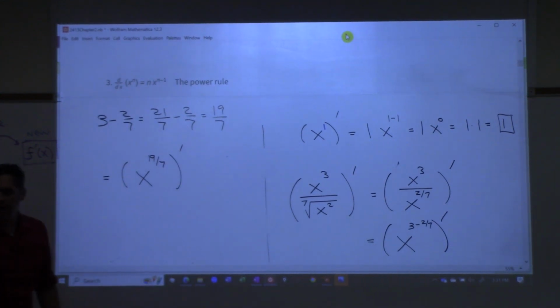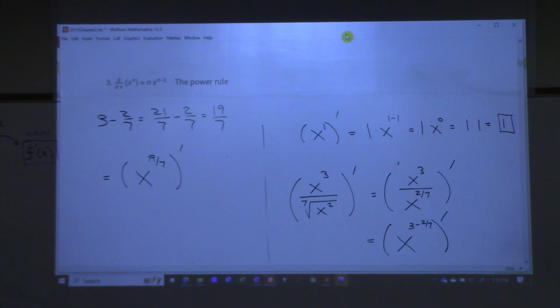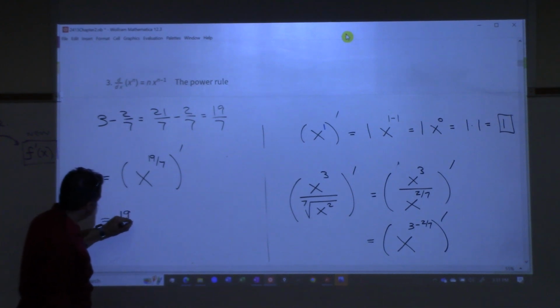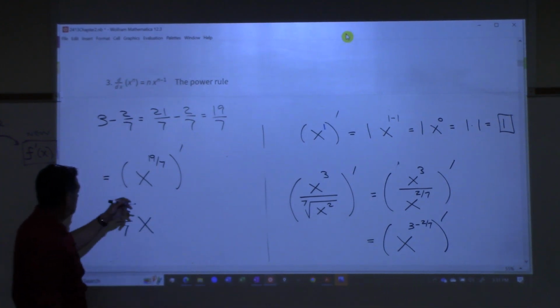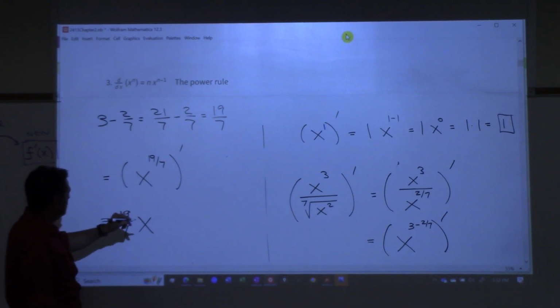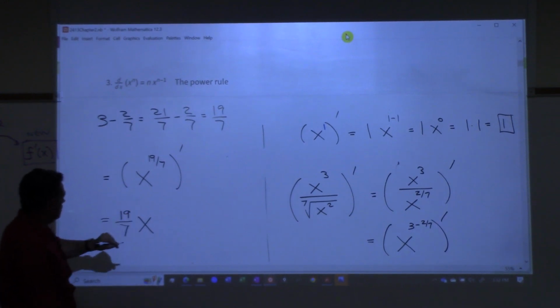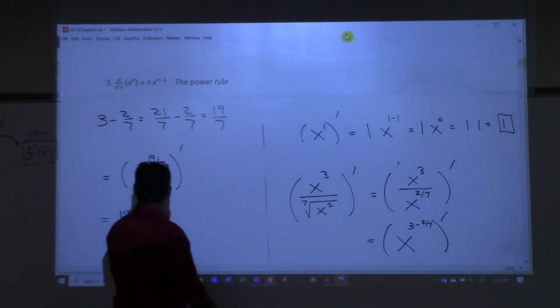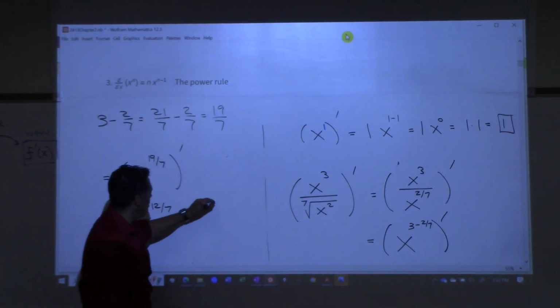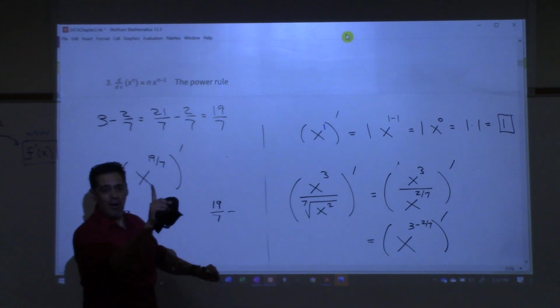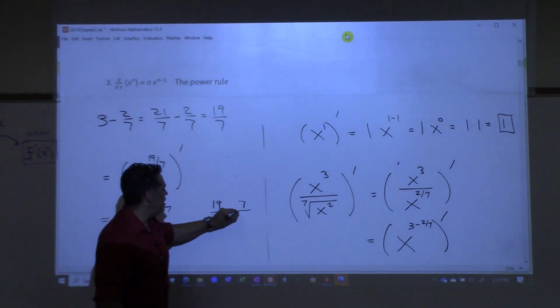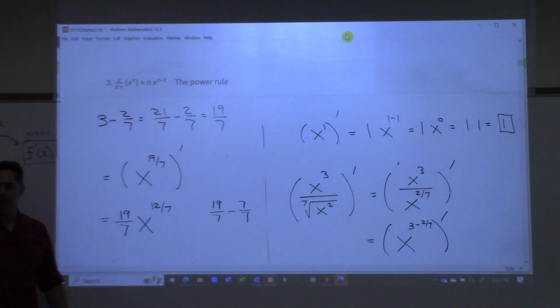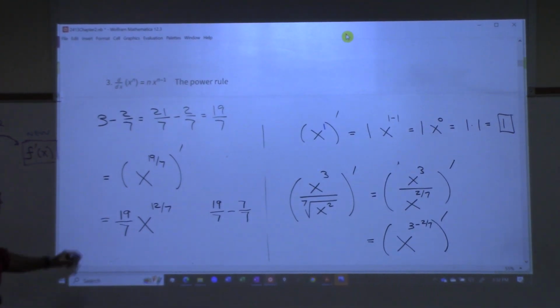So now we can use the rule, right? Finally? Mm-hmm. 19 over 7 comes out. X to the... what is it? Negative 26 over 7. 12 over 7. 12 over 7. So what we're doing there is 19 over 7 minus 1, right? And I'm going to rewrite 1 as 7 over 7. And now you can, 19 minus 7 is 12. So there we go.